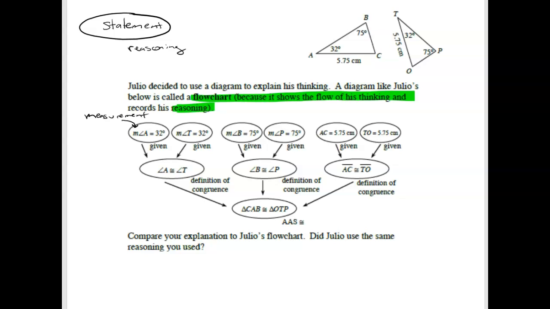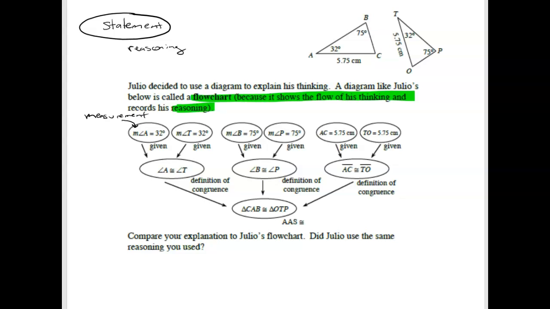And same thing for 75, 75. So B is on the first triangle, P is on the second triangle. Again, that's given information because it was told to us. And what does this lead to? It leads to us saying that these 2 are congruent to each other. And then last but not least, AC was 5.75, TO was 5.75. Again, what does that lead to us? That these 2 side lengths are equal to each other.